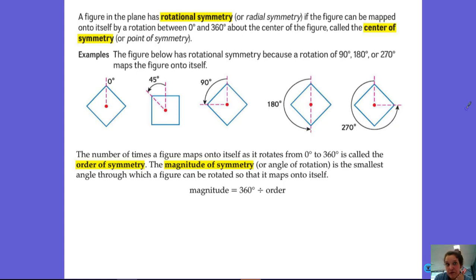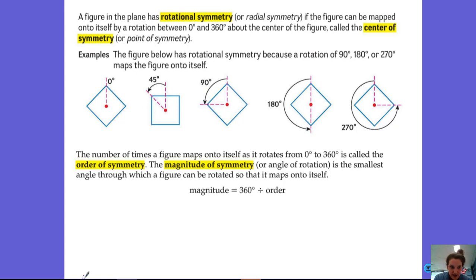The second type of symmetry is rotational symmetry. So basically, if you rotate your figure some amount of degrees between 0 and 360 degrees, it maps onto itself. So this square, if you think of this as the starting position, if I rotate it 45 degrees, then it doesn't map onto itself, because this original figure and this new figure aren't identical. But if I rotate it 90 degrees, it will map onto itself.